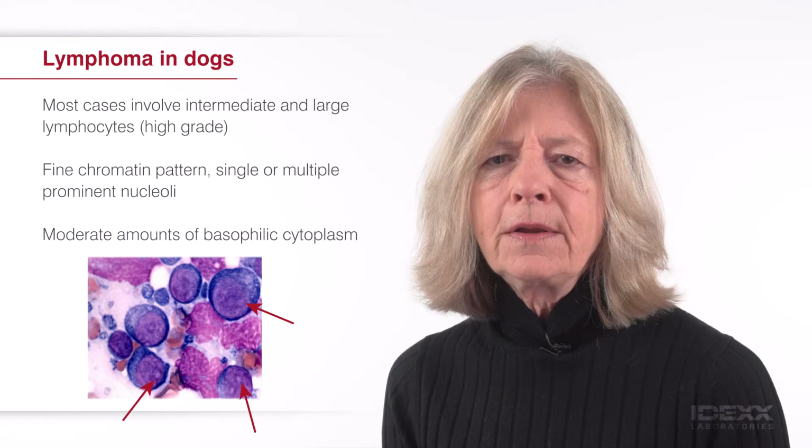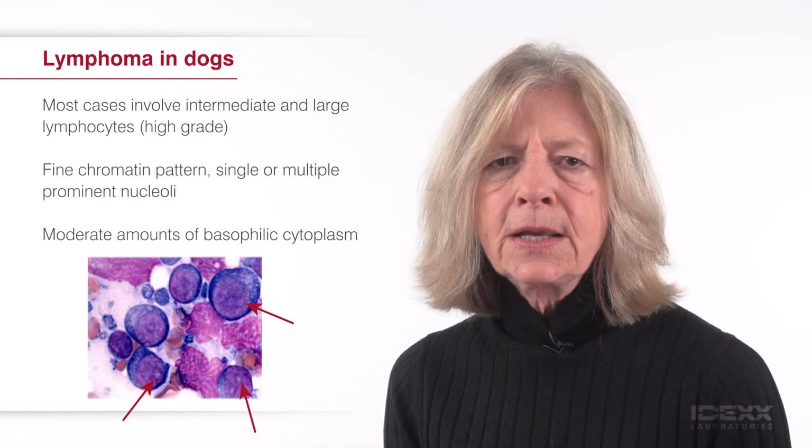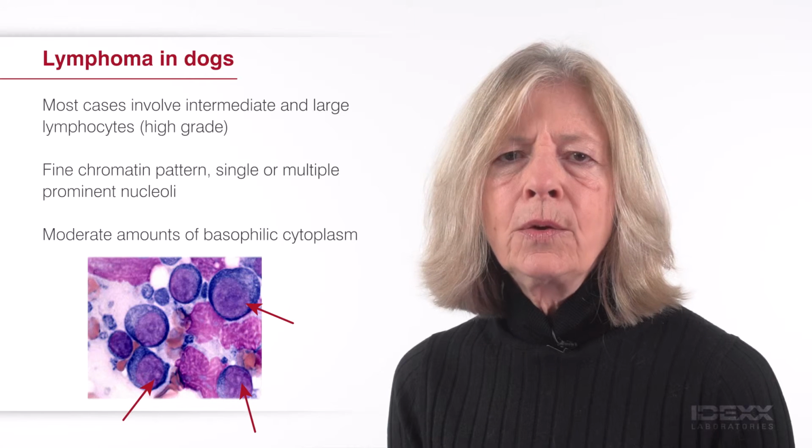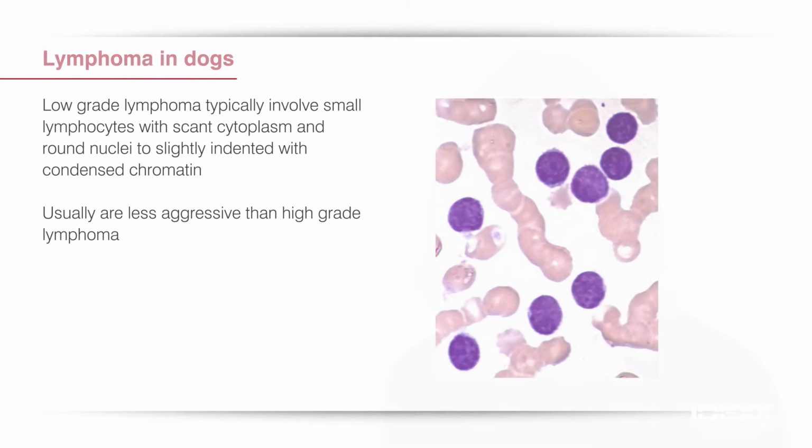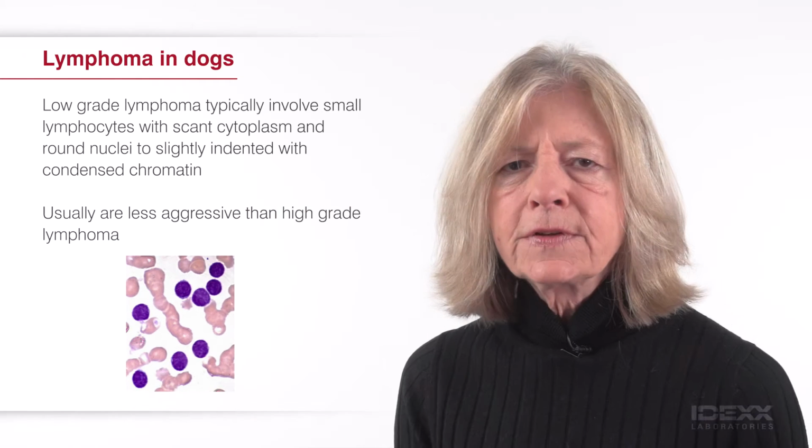Low-grade tumors often involve small lymphocytes with scant cytoplasm and round nuclei with condensed chromatin. Low-grade tumors are less aggressive and have a better prognosis than high-grade tumors. Cell morphology does not have a high correlation with whether there is a neoplastic proliferation of B or T lymphocytes.